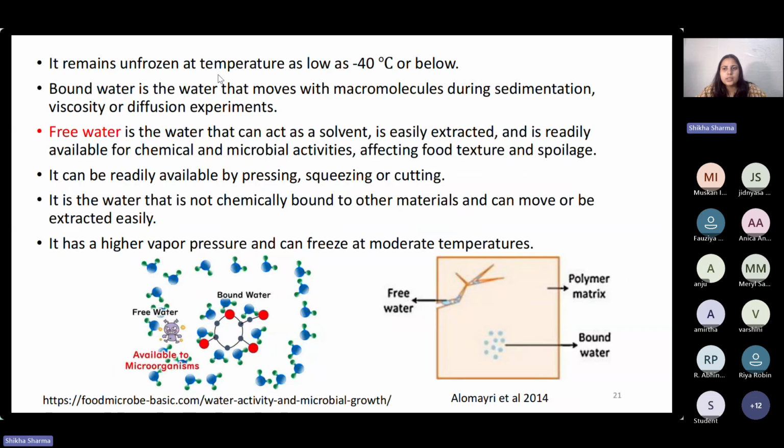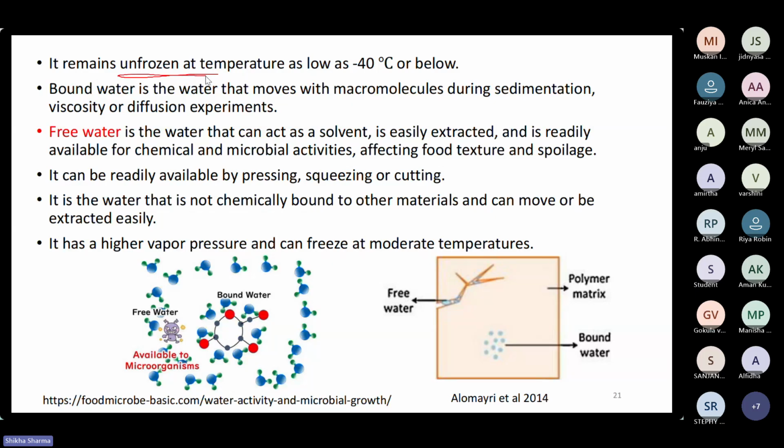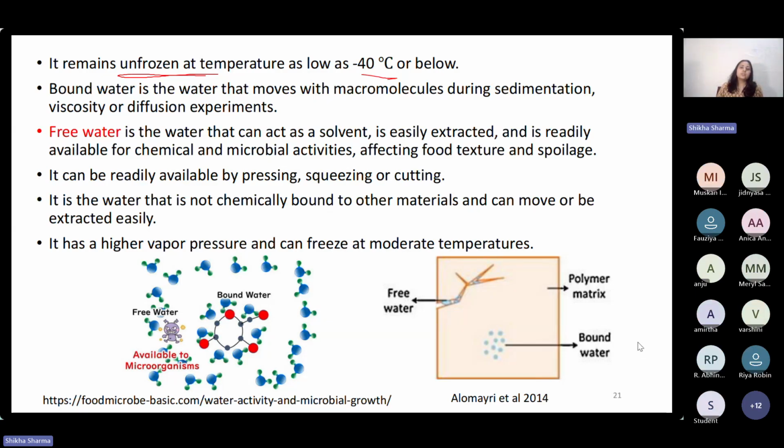So this bound water is basically in an unfrozen state, so it will not freeze even at minus 40 degrees Celsius. Otherwise, the free water will freeze at 0 degrees Celsius, right? Because bound water is in close proximity with the food components, its property is very changed. So the bound water is basically the water that moves with macromolecules during sedimentation, viscosity, or diffusion experiments.